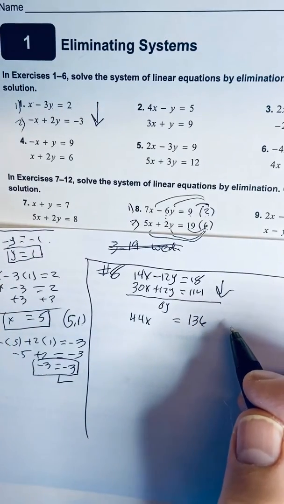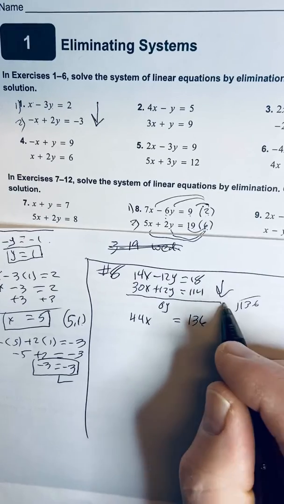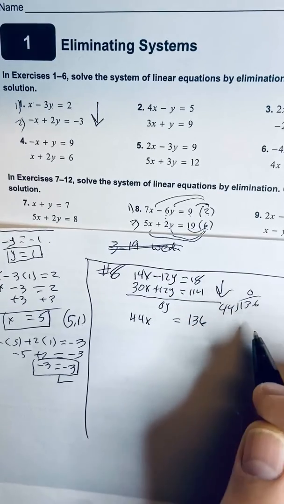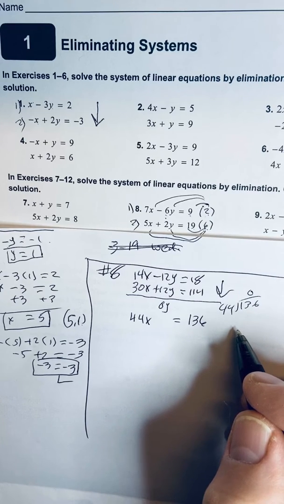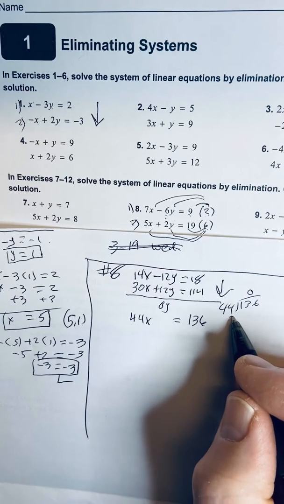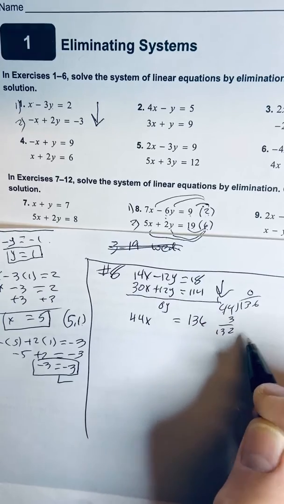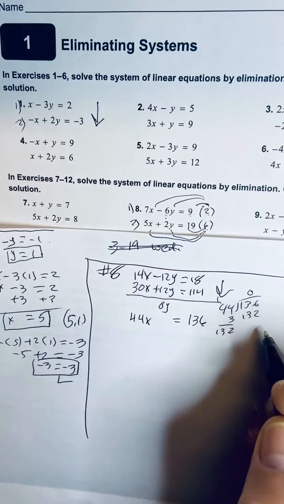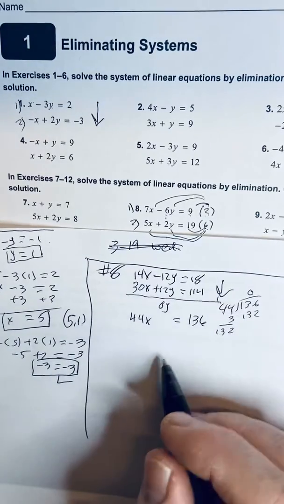And if we go ahead and divide those two, 136 divided by 44, I'm going to guess this is going to be 3 times. Maybe 4 times. No, not 4 times. Let's try 3 times. This is 12, 12, 13, 132. Oh, it's got a remainder. So that's not particularly fun.